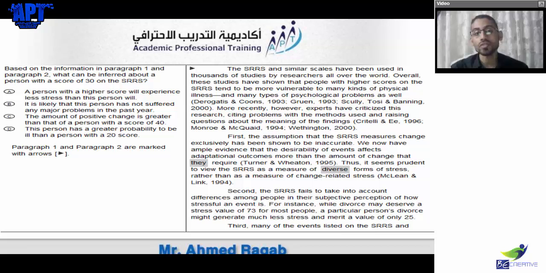Gates and Combs, 1993, and Bruins, 1993, Scully, Tosi, Banning, 2000. More recently, however, experts have criticized this research, citing problems with methods used and raising questions about the meaning of findings. First, the assumption that the SRRS measures change exclusively has been shown to be inaccurate. We now have, and so on.